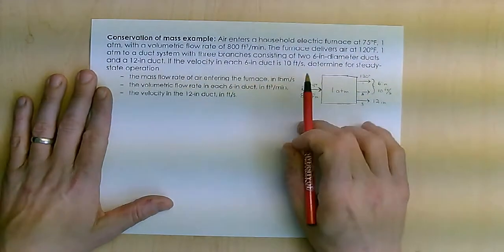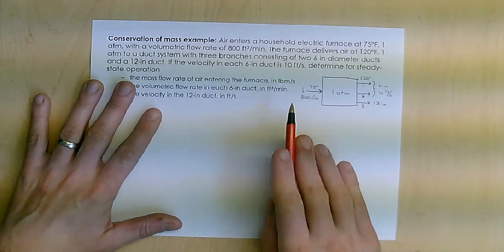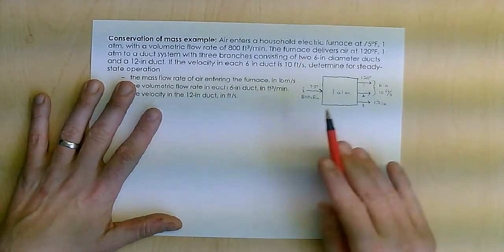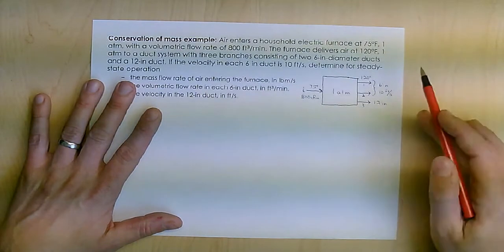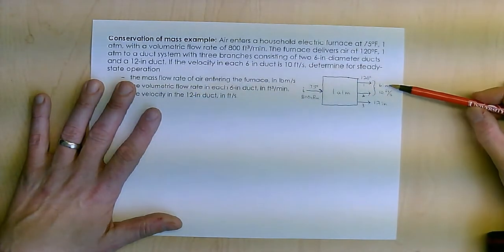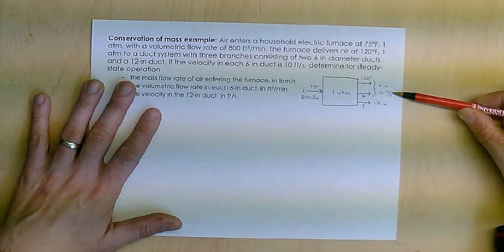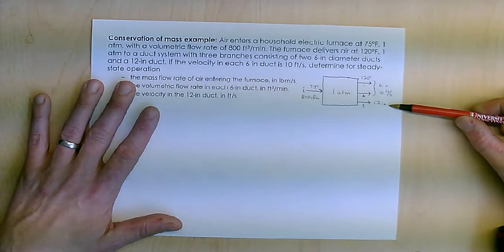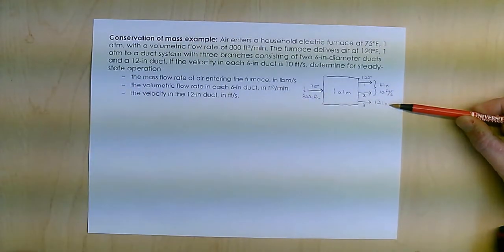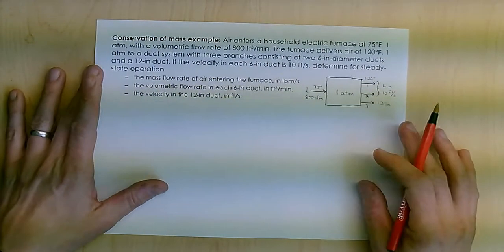Okay, I've got a furnace, and what I have is 75-degree air coming in at 800 cubic feet per minute, and then the furnace delivers the air at 120 degrees down 3 different ducts. 2 ducts have a 6-inch diameter, and the speed is 10 feet per second, and the third duct has a diameter of 12 inches. Okay, and all the pressures are 1 atmosphere.